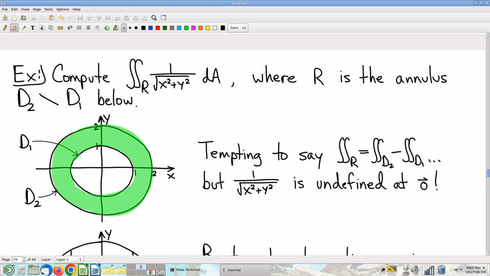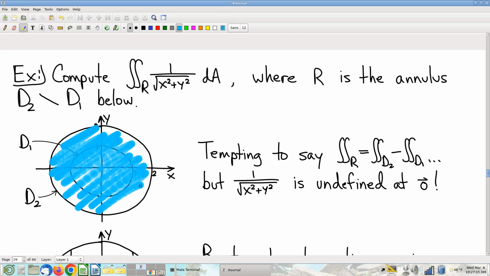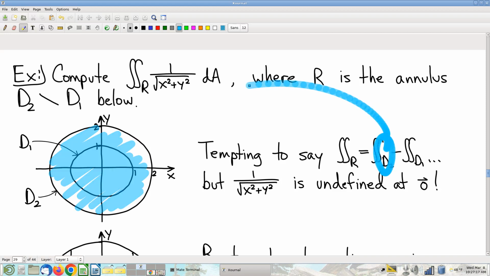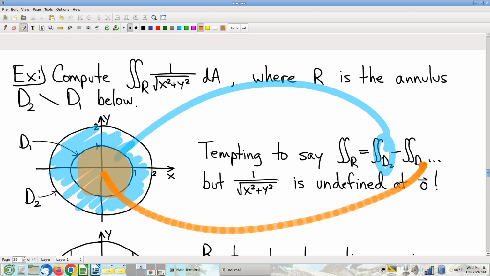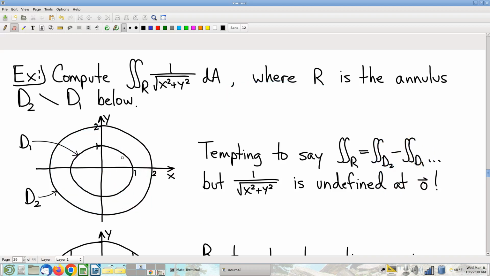How do I do this integral? Now, there is a strong temptation to say, what I'm going to do is compute the integral over the large disk, and then subtract the integral over the small disk. The big one minus the small one, wouldn't that give me the moat that I'm looking for? Very tempting. Here's the problem.